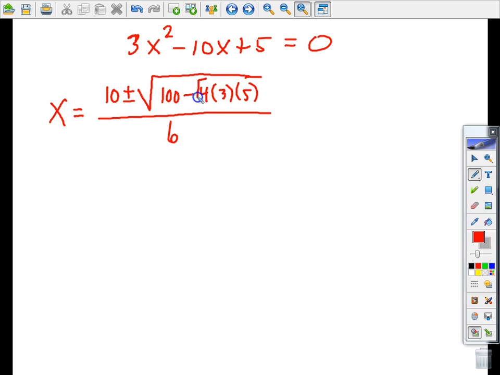Okay, if we did 4 times 3 times 5, what is that? Okay, so let's do a little mental math. We really have 100 minus 60. Okay, so we're going to have the square root of 40 all over 6.